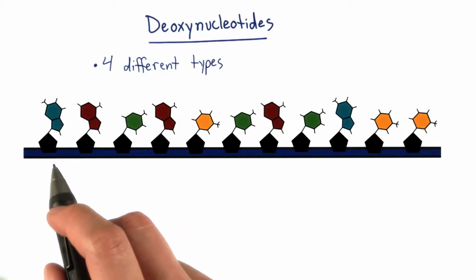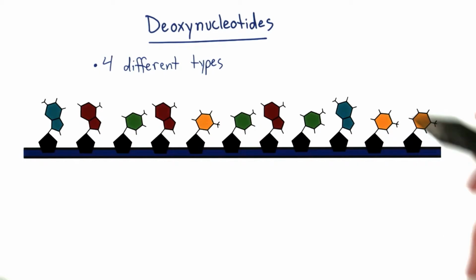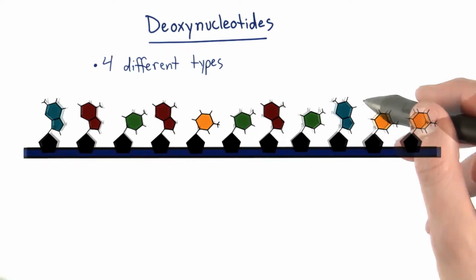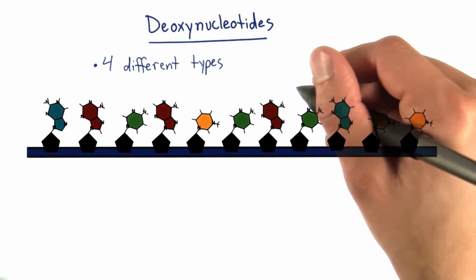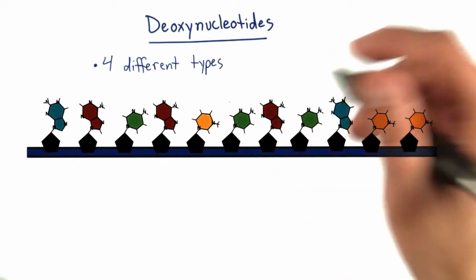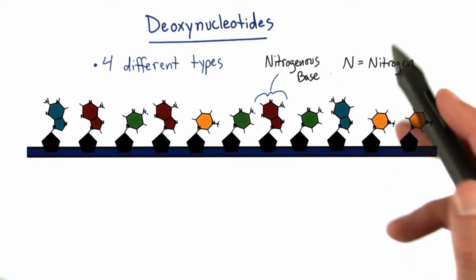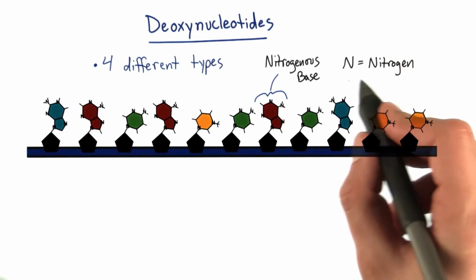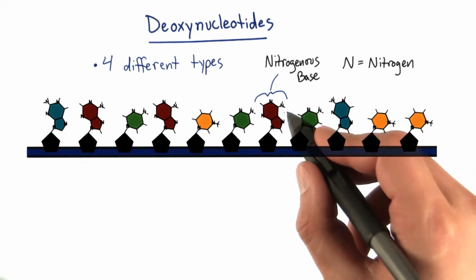Now we know that there are 4 different kinds of deoxynucleotides in DNA, and each one varies in this region here. These colored variable regions are what we call the nitrogenous base. It's called a nitrogenous base because it contains an element from the periodic table called nitrogen. That's what the N represents right here in each of these structures.